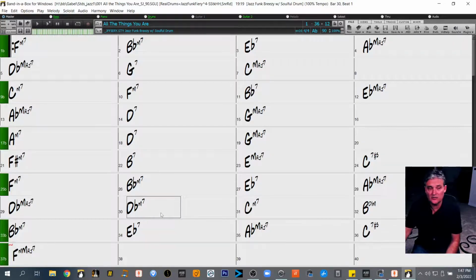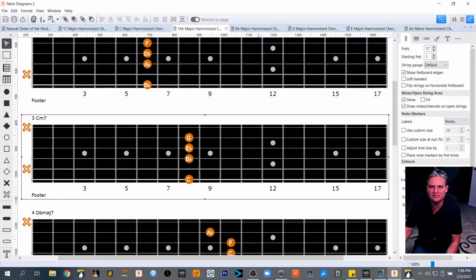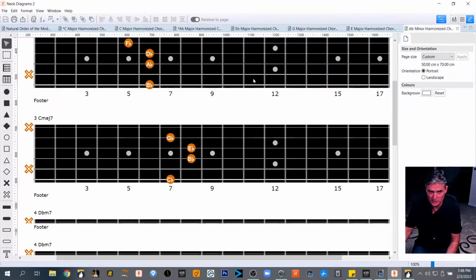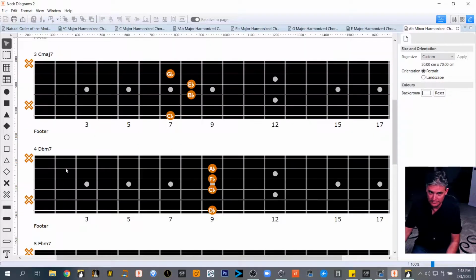Now where does that come from? Well, oftentimes a compositional technique used is to borrow from a parallel key, if you will. So this D flat minor 7 is coming from A flat minor, the key of A flat minor. If we go to the key of A flat minor, here we have the A flat minor harmonized scale, and we look at what the 4 chord is. It's D flat minor.